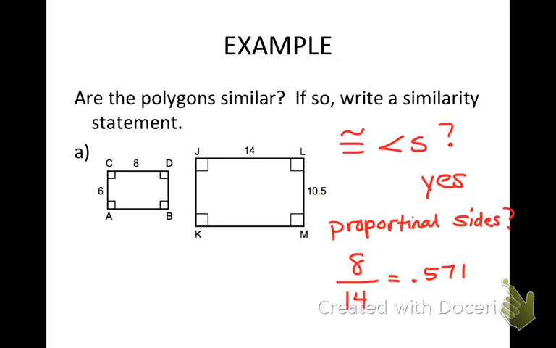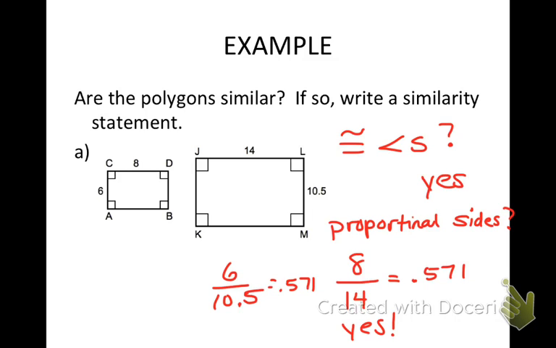Now let's do the same thing for the small sides. So my smallest side on the left is 6. My smallest side on the right is 10.5. Calculator work. 6 divided by 10.5 gets me 0.571, which is the same number. So, are my sides proportional? Yes. So my sides have the same proportion, the same ratio, which means that they are proportional. So this is a yes, Connor and Jackson.